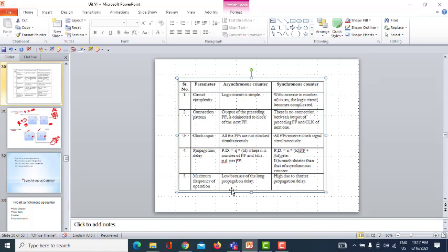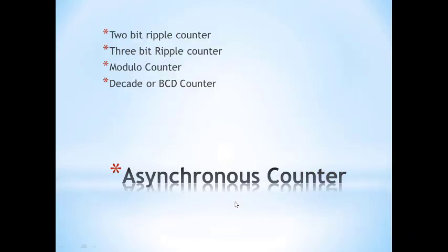Okay. This is about your difference. And I am going to continue with asynchronous counter. So, as I said earlier, asynchronous counter is nothing but the output of the preceding flip-flop being connected to the succeeding clock of your next flip-flop. That is your asynchronous counter.